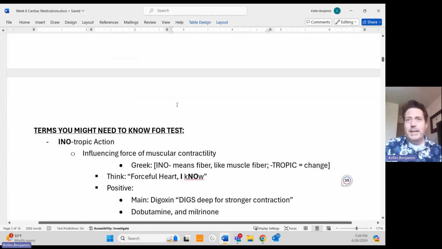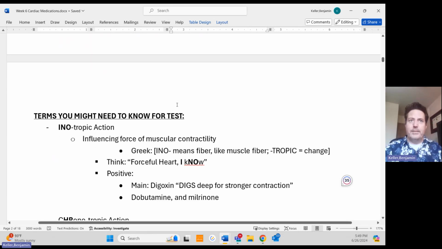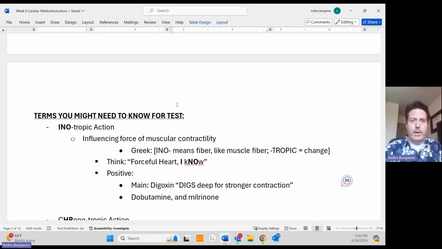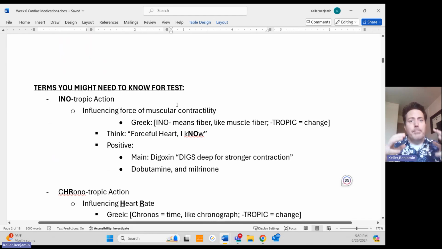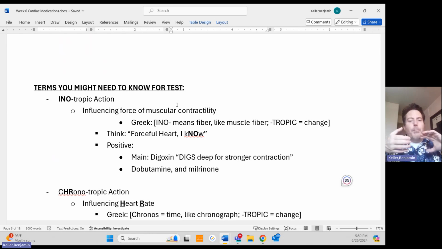So here are some terms that you might need to know for your tests. One is called inotropic. The word ino means fiber, like muscle fiber, and the word tropic means to change. All these words ending in tropic come from Greek. So you can think about inotropic as the amount of force of the muscular contraction of the heart. It's a forceful heart.